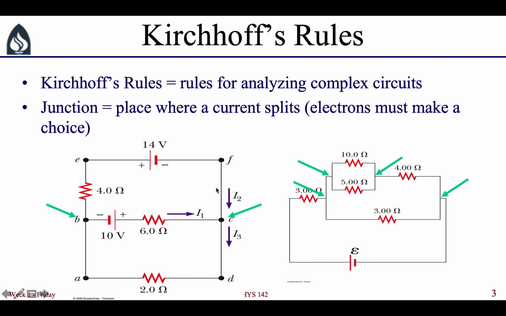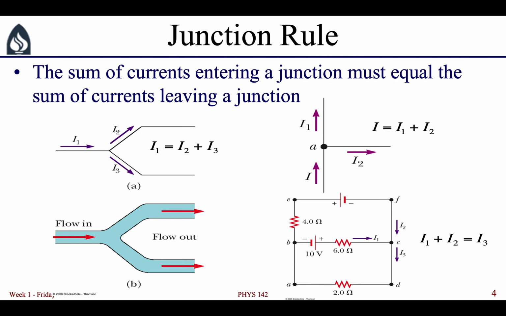In this circuit, there are two junctions at B and C, because these are places where multiple wires come together, and so currents either come together or split off. In this circuit, you can see there are 1, 2, 3, 4 different junctions. So the first step is always to identify the junctions. Then we choose one or more of these junctions to apply the junction rule to.